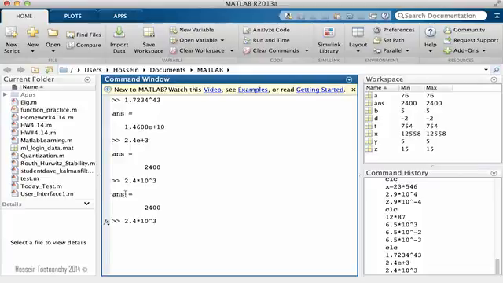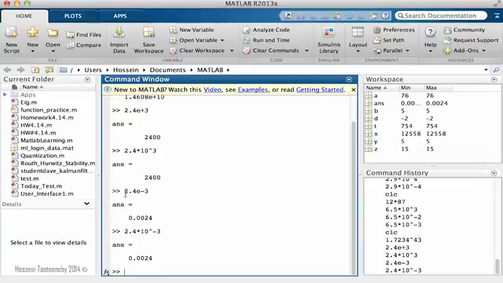But how about if I change this to 2.4 e, then negative 3? It will work the same way, but now it is divided by 10 to power 3. I can easily say 2.4 multiplied by 10 to power negative 3, and you will see that the result is the same. So from now on, to ease our calculations, instead of using 10 squared or 10 cubed, we can use the exponent.